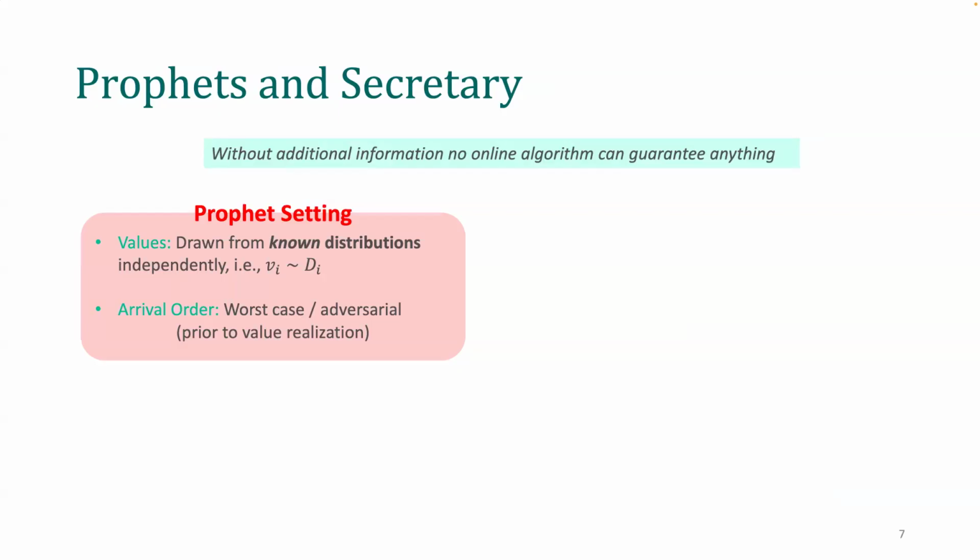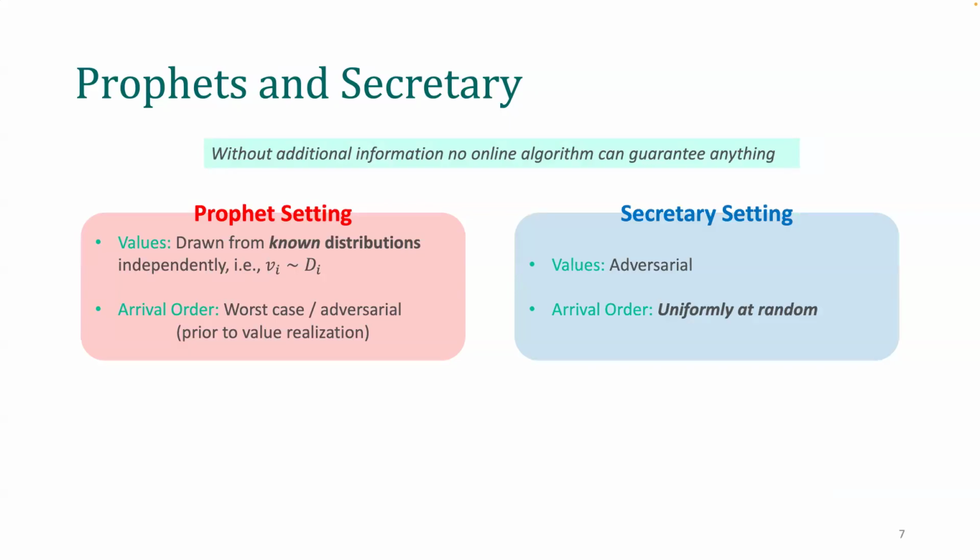Okay. On the other hand, we have the secretary model, where the values can still be arbitrary and chosen adversarially, but the arrival order is going to be uniformly at random. So the instance has this nice random structure introduced in the form of the random order of arrival. So in the prophet setting, the arrival order can be worst case, but the values are drawn randomly from a known prior distribution.